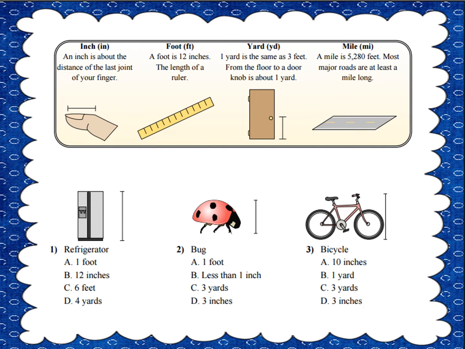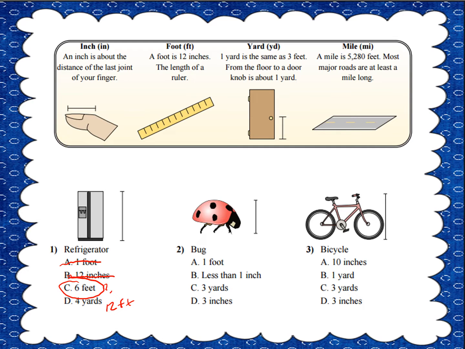So, for example, a refrigerator. Which unit would be best to describe a refrigerator? Well, a foot is like a ruler, so it's definitely not a foot. 12 inches is also a ruler. That can't be right. 6 feet is possible because I am about 6 feet. You guys are about 4 feet. So a refrigerator is about there. But 4 yards would be 12 feet. And we know that's not a reasonable measurement. So our best would be 6 feet.